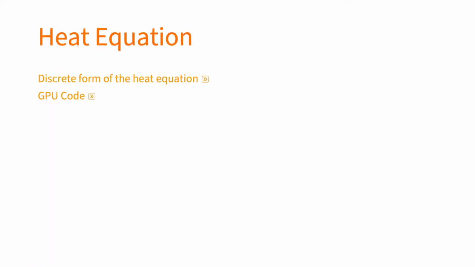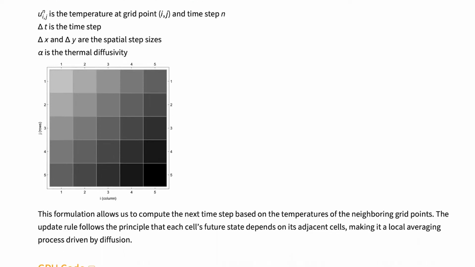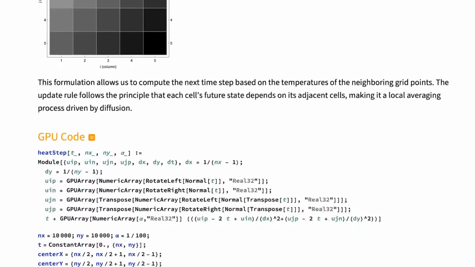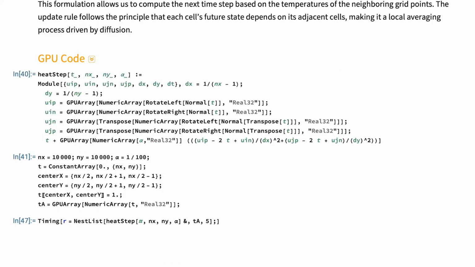Another example: how to efficiently solve a two-dimensional discrete heat equation using GPUs. This formulation allows us to compute the next step based on the temperature of the neighboring grid points. The update rule follows the principle that each cell's future state depends on the adjacent cells, making it a local averaging process driven by diffusion.